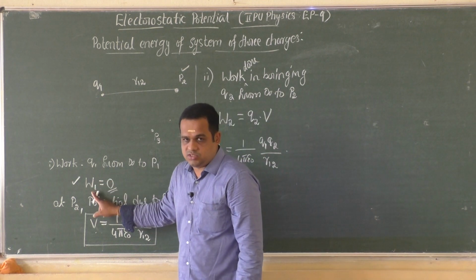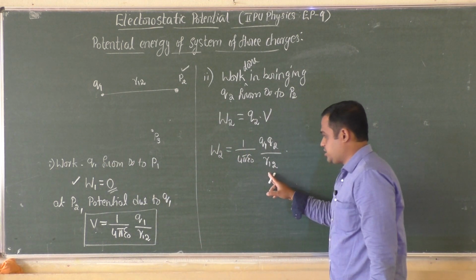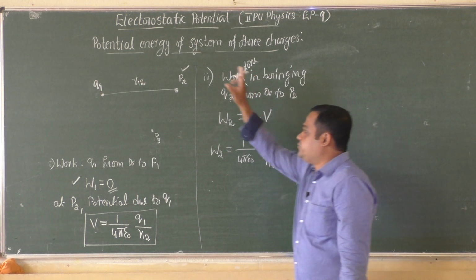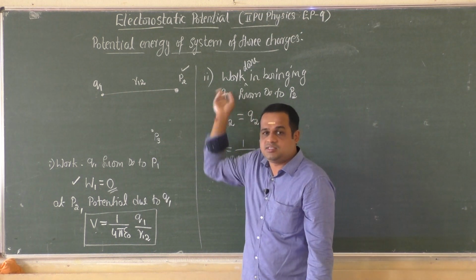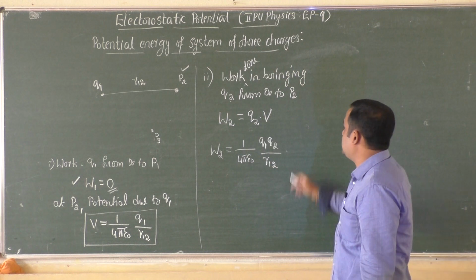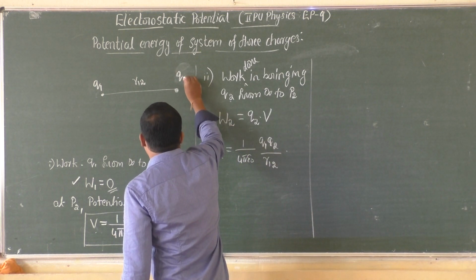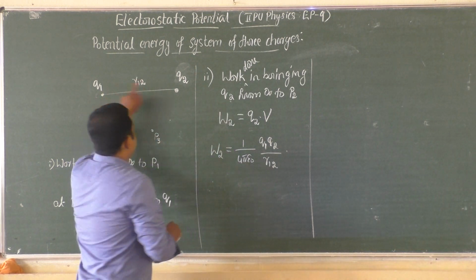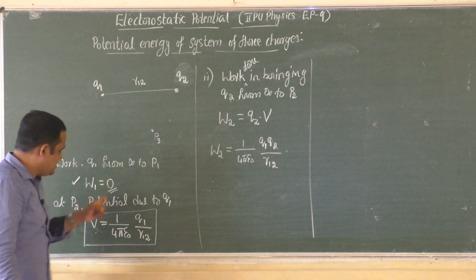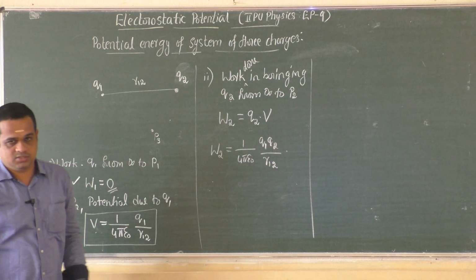Work done in bringing the first charge, W1, is equal to 0 because there is no external electric field. Work done in bringing the second charge is equal to 1 by 4 pi epsilon naught Q1 Q2 divided by R12. This is because the first charge produces an electric field, and against that electric field, work has to be done in bringing the second charge from infinity to point P2. Now Q2 reaches the point P2, so a system of two charges is formed. If you want to calculate the potential energy of the system of two charges, just add these two expressions, W1 plus W2, the amount of work done in assembling the charges.